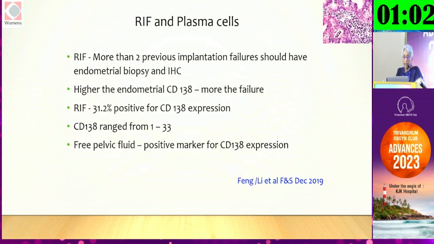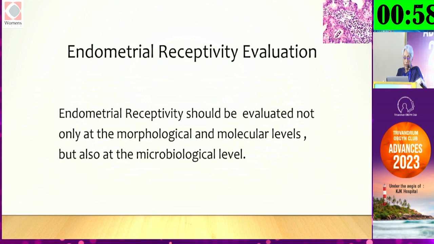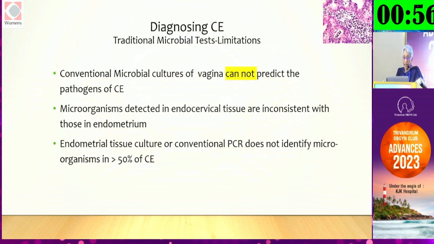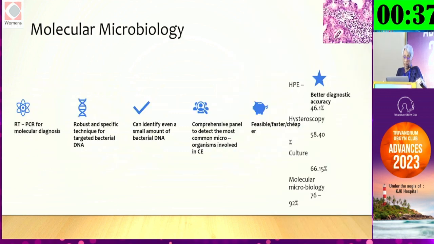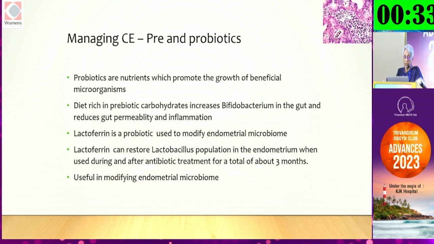I won't go into details for lack of time, but receptivity should be evaluated. A tuberculosis test should be mandatory in India because that can be another form of chronic endometritis. Molecular microbiology, 16S RNA, real-time PCR, NGS, if you have availability of that, can also diagnose the bacterial spectrum. And RT-PCR is what you need for an exact molecular diagnosis of this.